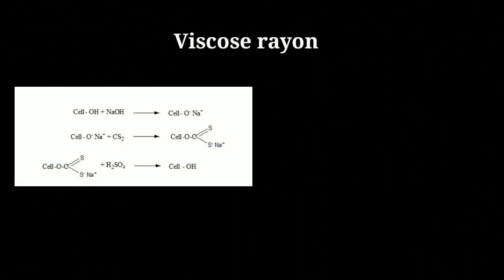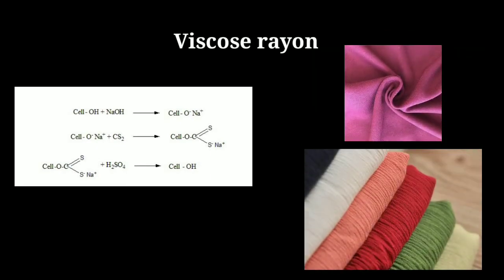Viscose rayon are regenerated fibers. Here the cellulose based materials are treated with NaOH and various chemicals and we get regenerated fibers. They are semi-synthetic polymers. Viscose rayon looks like silk and hence is also called synthetic silk.